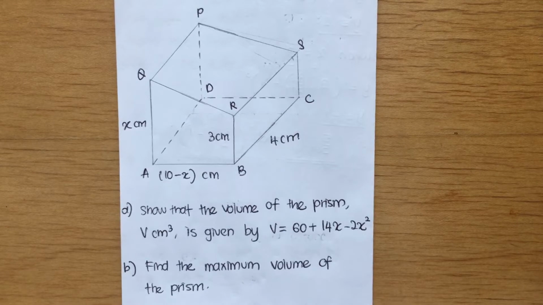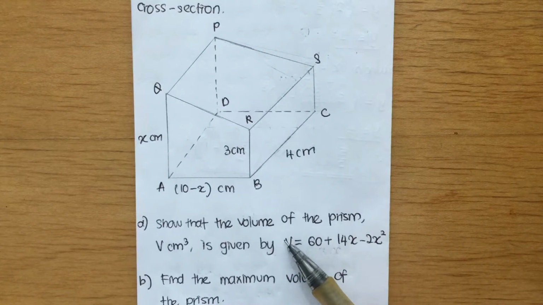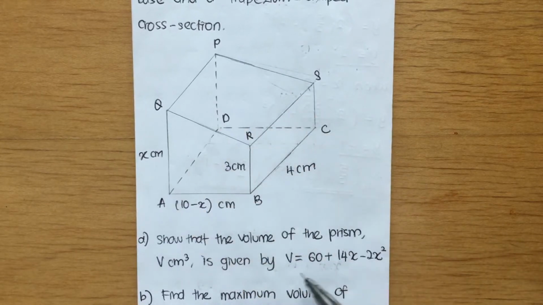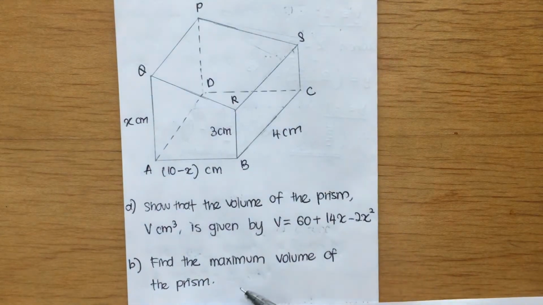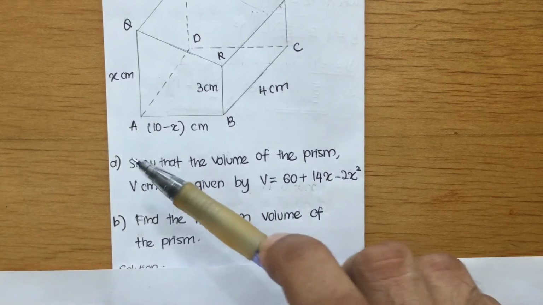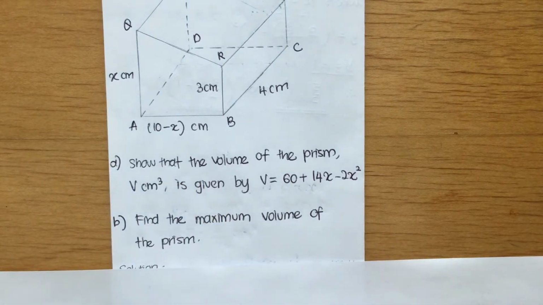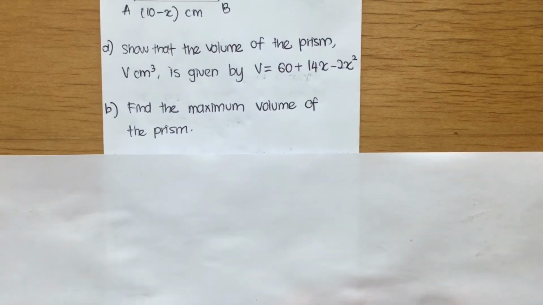Okay, in this question, we're going to prove the equation V based on this diagram. And once we get this equation V, we're going to use this particular equation to find the maximum volume of the prism. Okay. We're going to start to show the solution for part A followed by part B.